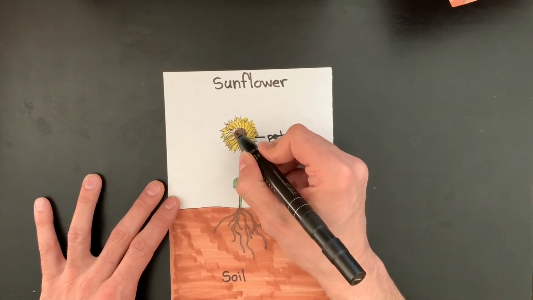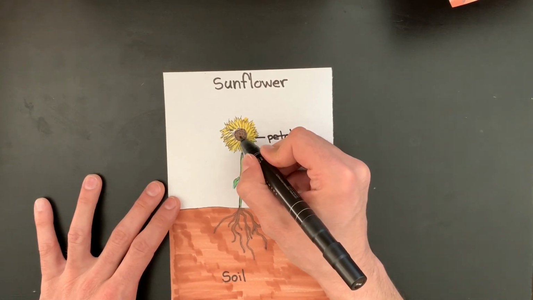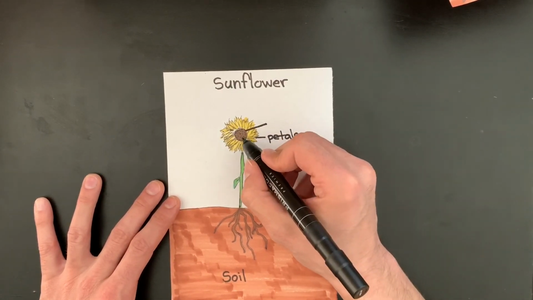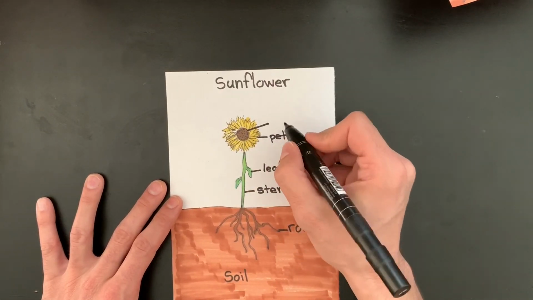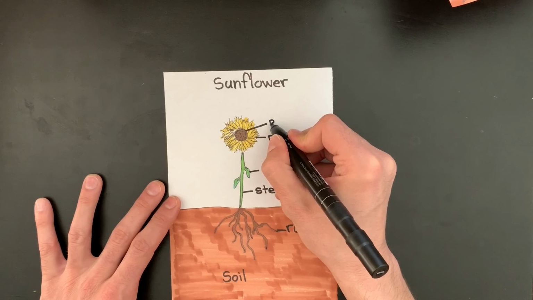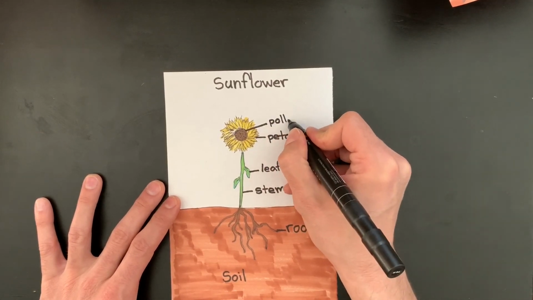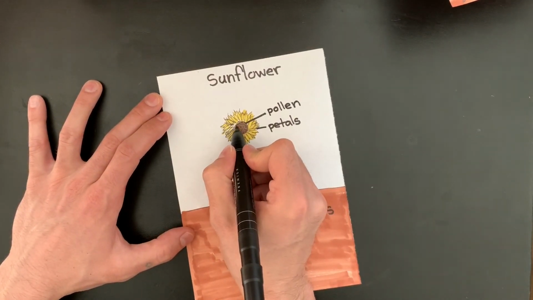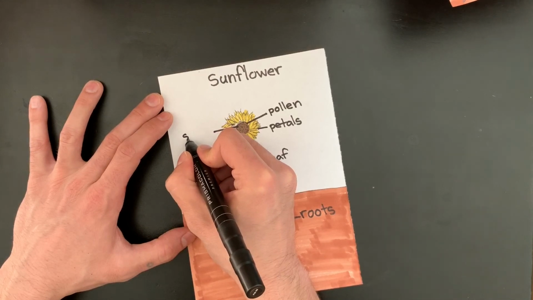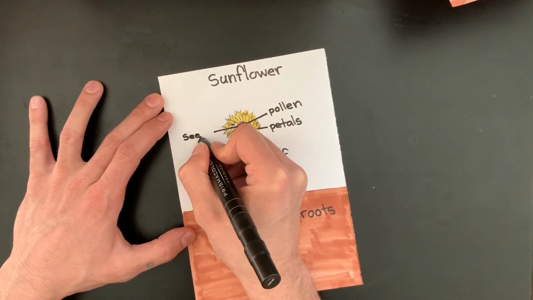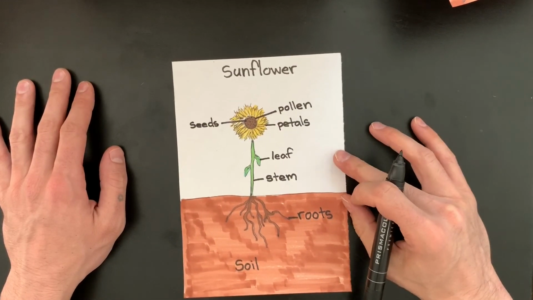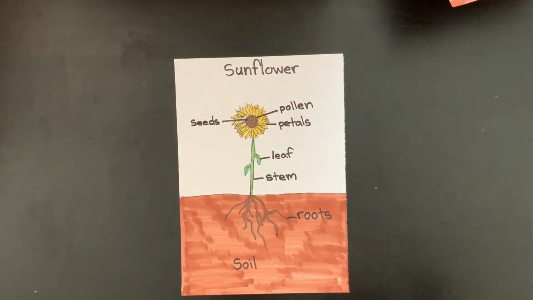I'm not sure if you can see, but the pollen I put as the dark brown. And the seeds, if you can see in the video, I'm not sure if you can, are the little black dots. So it has the pollen, P-O-L-L-E-N. And then I'll put over here seeds, S-E-E-D-S. And there we have our sunflower. So next I'm going to show a little bit about the tree I drew.